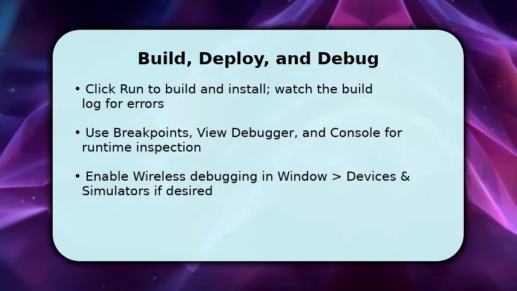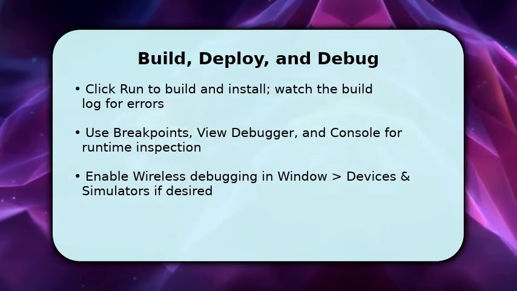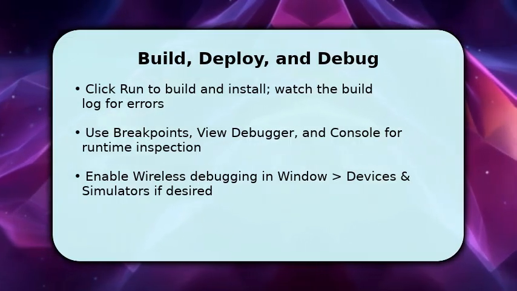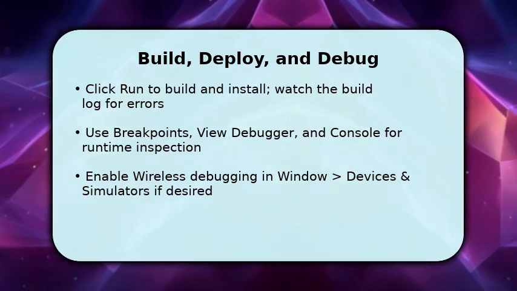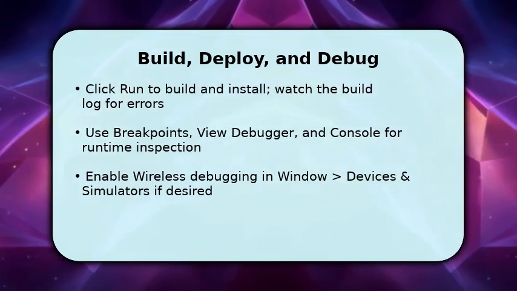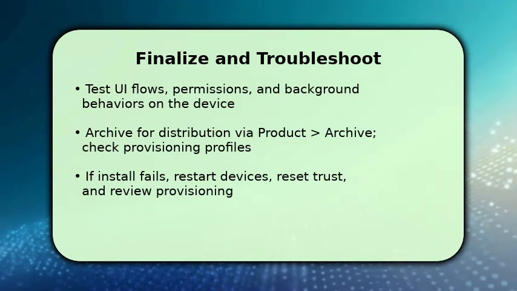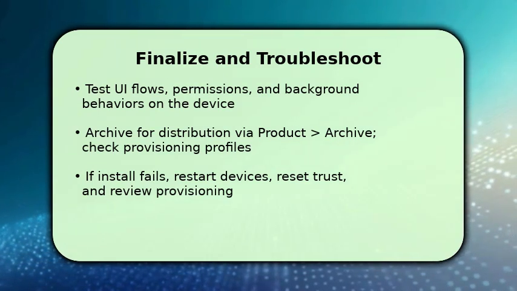If cable is inconvenient, enable wireless debugging in devices and simulators. Make sure both Mac and iPhone are on the same network and paired before relying on wireless deploys. You now verify app behavior, test permissions, background execution, and real sensors.